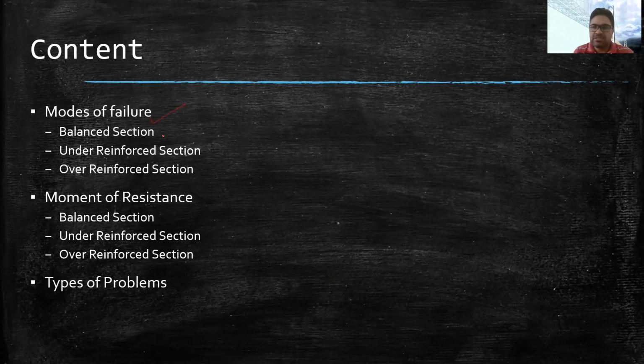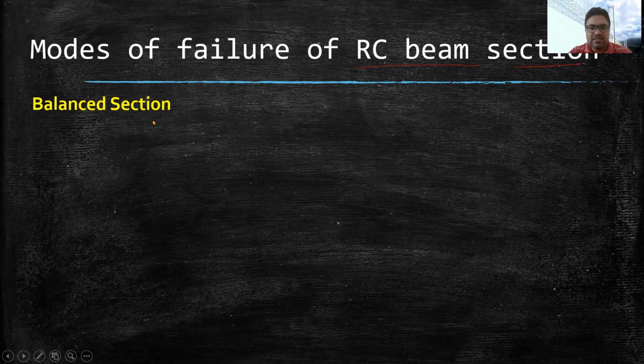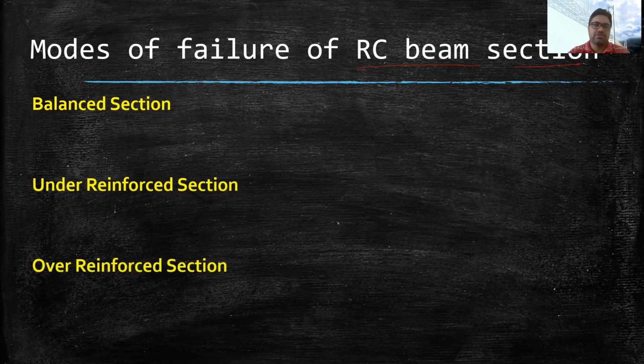So in this lecture, we will see the modes of failure of reinforced concrete beam section, and then we will see the expression of moment of resistance for different sections. So when we talk about the modes of failure of RC beam or reinforced beam section, the modes of failure are basically of three types: the beam can have failure in terms of balanced sections, under reinforced sections, and over reinforced sections.